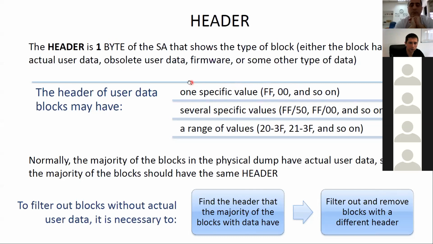Usually for Phison controllers, we have one specific value for the header. Usually it's FF or 0 or something else, but usually it's FF or 0. So one specific value for the header.